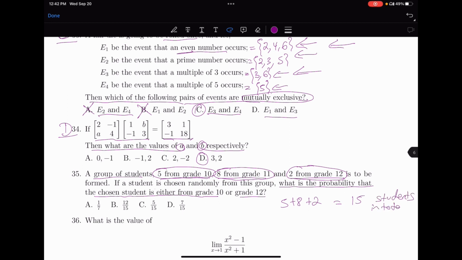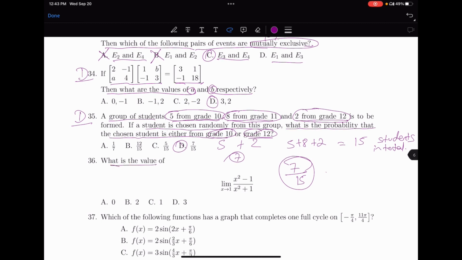If a student is chosen randomly from this group, what is the probability that the chosen student is either from grade 10 or grade 12? There are 5 students from grade 10 and 2 from grade 12, so adding gives 7. The number of elements in our event is 7, and the number of elements in the sample space is 15. Therefore, the answer is 7/15, D.